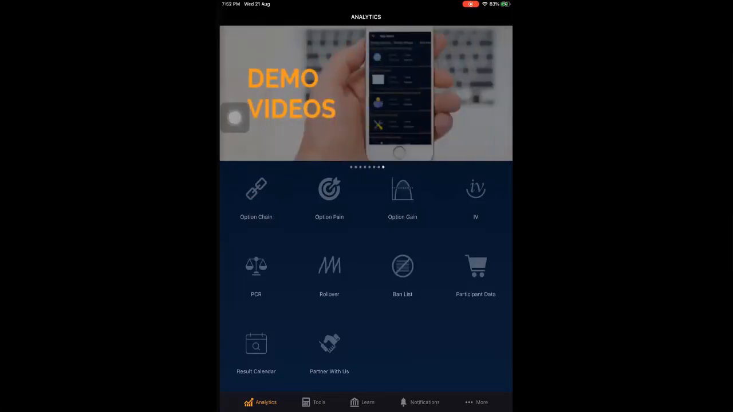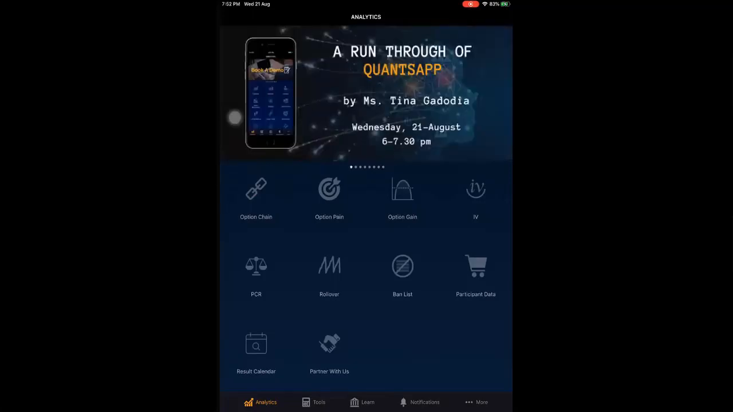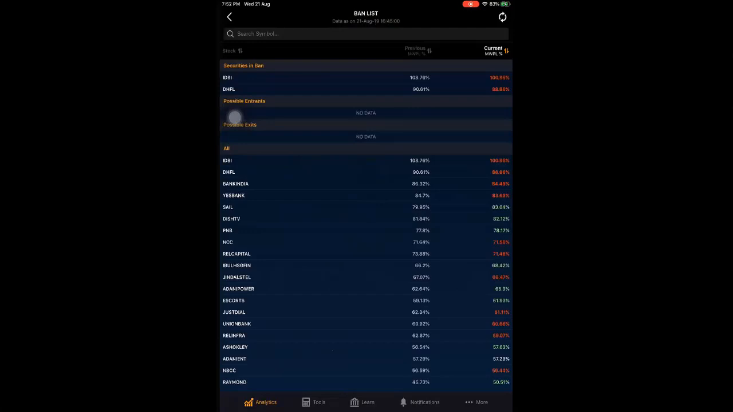Apart from that, we have some more info tools. It is good to know, but you may not need to know. So one is the ban list, the stocks which are there in the ban. So basically, you know which are the stocks that could be possible entrances or possible exits. If a stock crosses 95% of MWPL, it comes into the ban, and unless it falls below 80%, it will not get out of the ban. So you have the previous MWPL and the current MWPL. Right now, IDP and DHFS are in the ban.